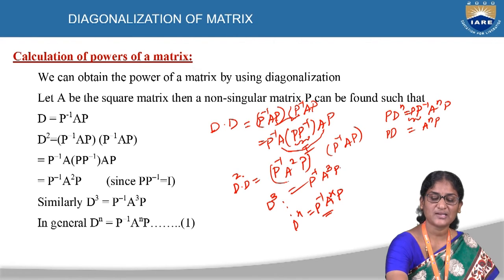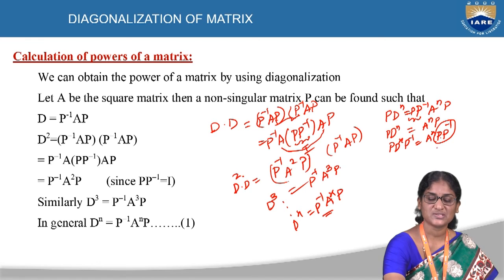Again, you post-multiply with the P inverse on both sides. So, P into D to the power of N into P inverse is equal to A to the power of N into P inverse. Once again, you use the same identity, that P into P inverse is equal to identity. Therefore, you can get that A to the power of N is equal to P into D to the power of N into P inverse.